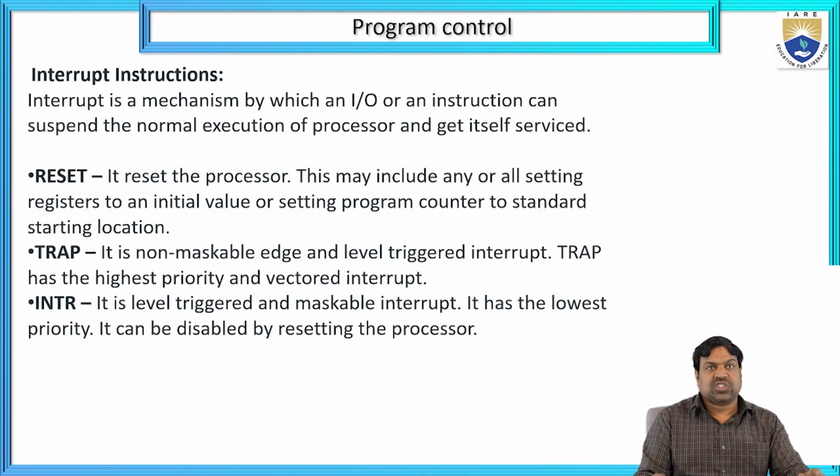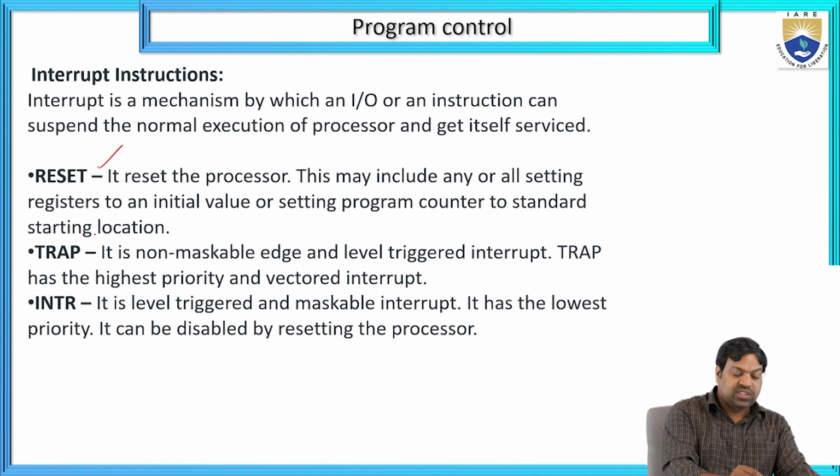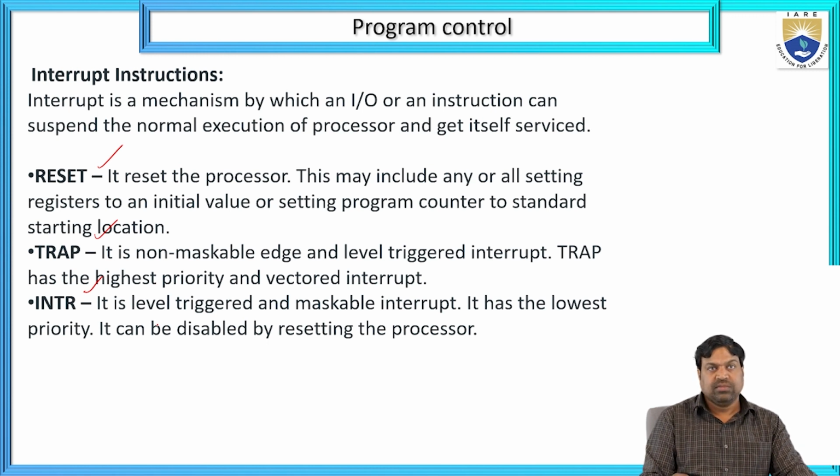So interrupt instructions. Interrupt means when multiple operations are going on, then we need an interrupt. Interrupt is a mechanism by which an input/output or an instruction can suspend the normal execution of the processor and get itself serviced. Reset, Trap, INTR. These are the interrupt instructions.